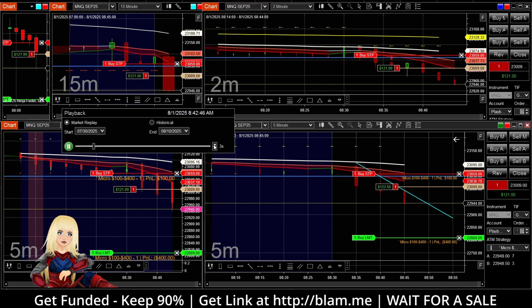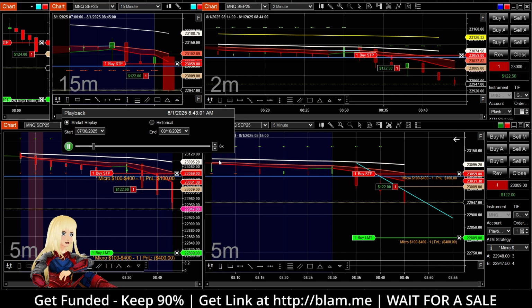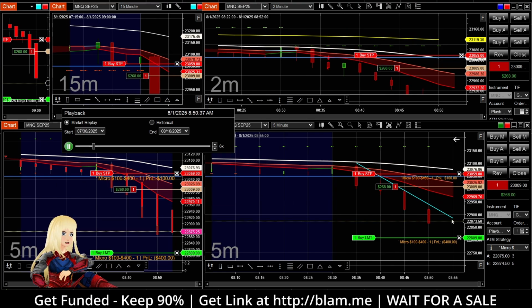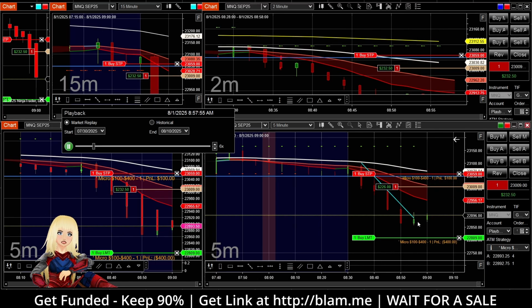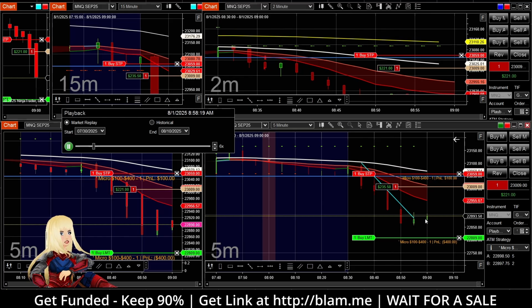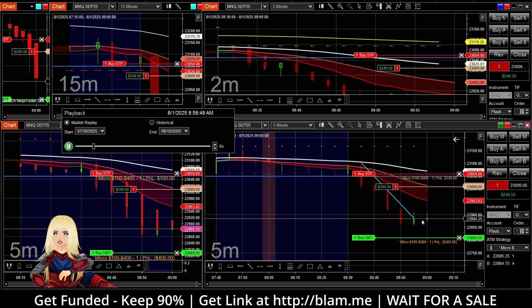Okay, we're on ×3 speed. Let's make it ×6. Okay, so now we've got a green candle forming here. We want to be careful, see if it goes above there and closes above that trend line. It's not really going up just yet. It's just kind of hovering at this area. So we're going to just wait a little bit.